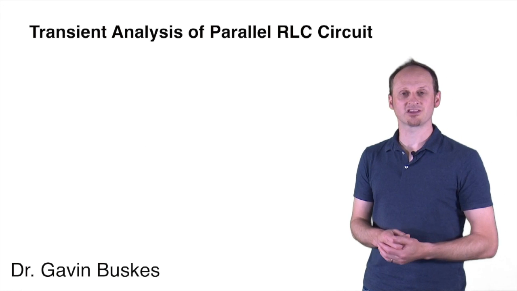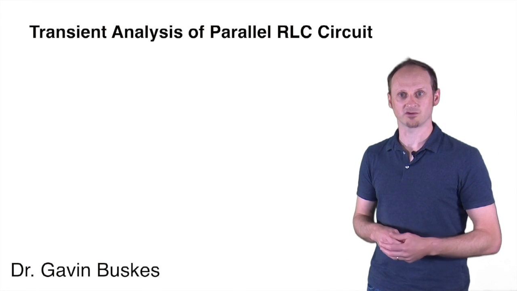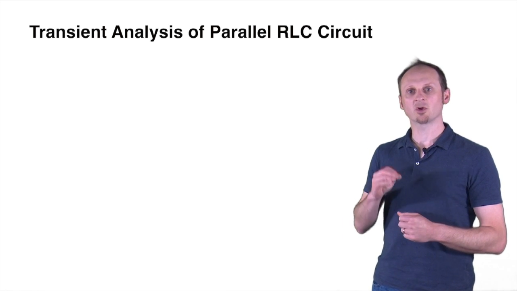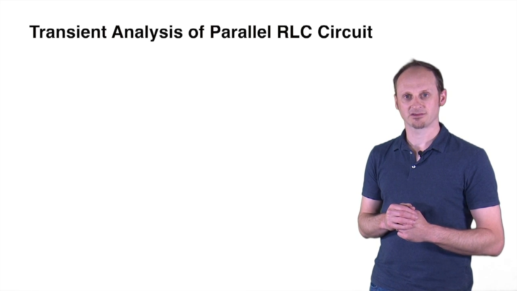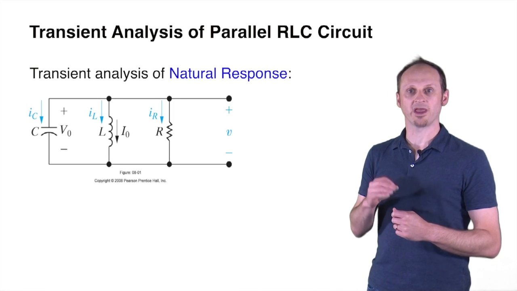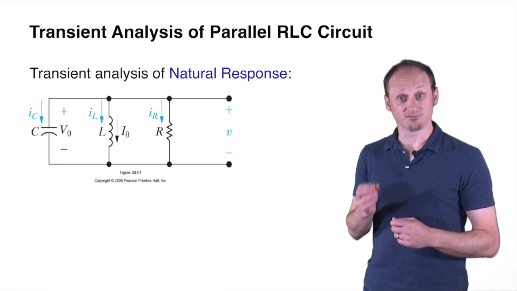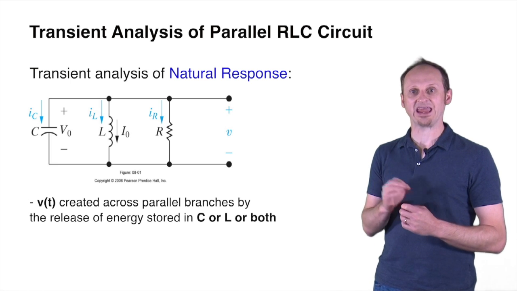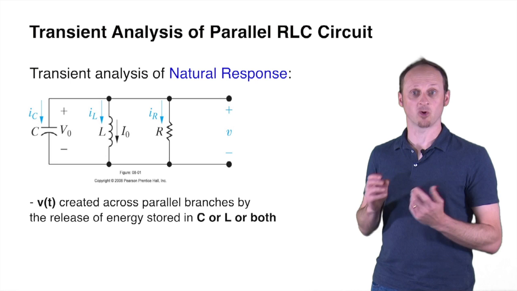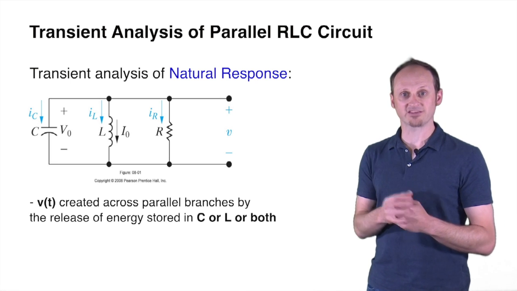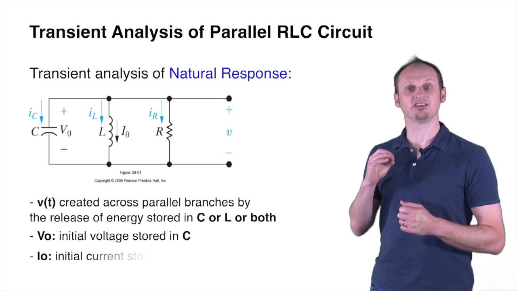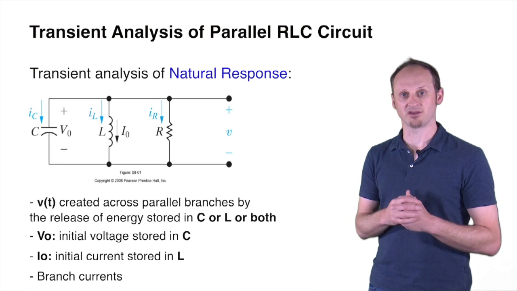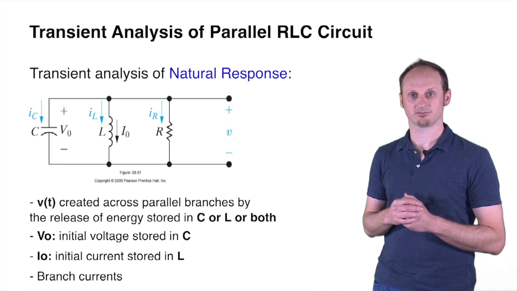So let us begin our discussion of transient analysis of second order circuits by looking at parallel RLC circuits. We're going to look at two types of transient analysis. The natural response, where we're going to look at, for instance, the voltage that's created across parallel branches by the release in energy stored in capacitor, inductor or both. So the capacitor will have an initial voltage, the inductor may have an initial current, and then we look for branch currents that can be found via current voltage relationships.